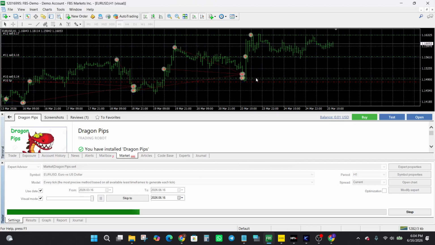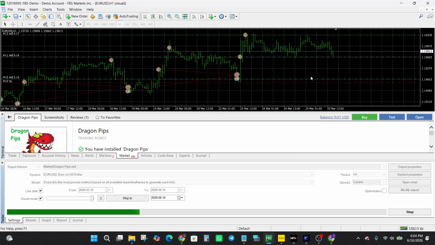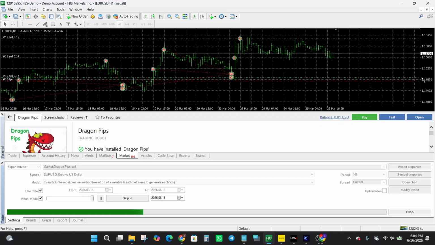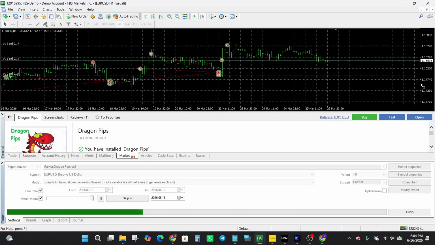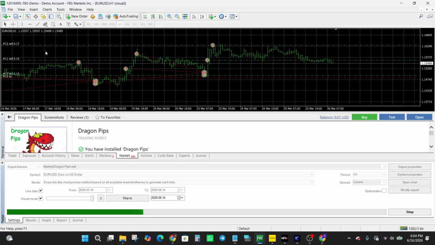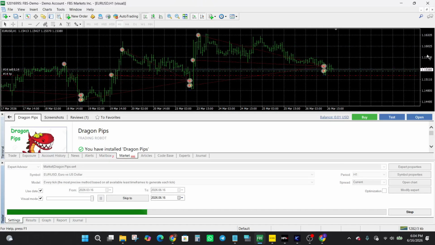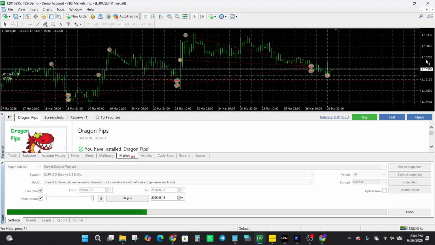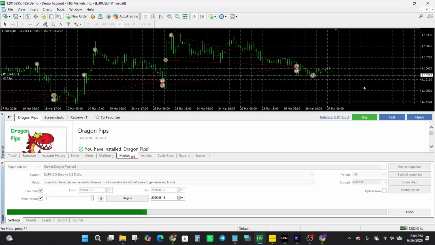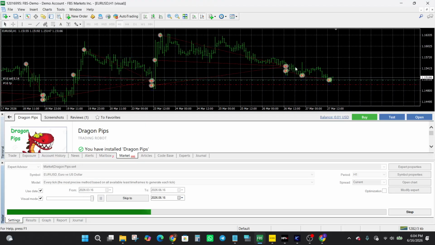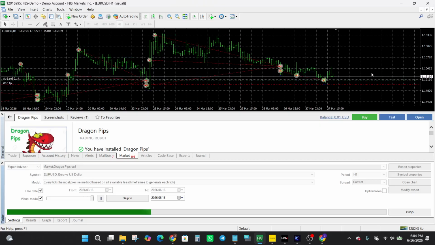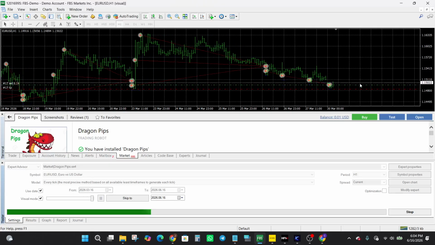All right, we can see how the EA is making use of the grid technique, and at some point the lot size was even increased. So it's not even using the steady lot size across all the added positions. Okay, so it is actually layering trades as price goes against the initial position.